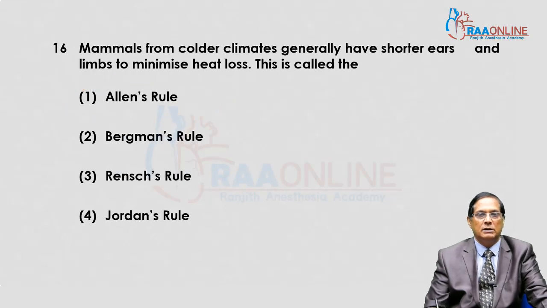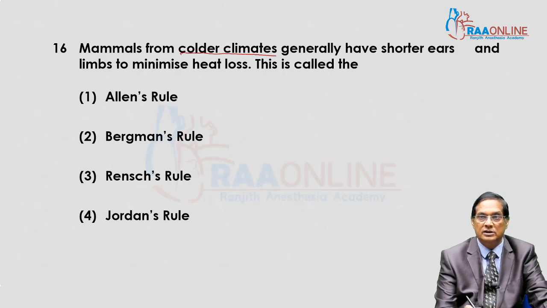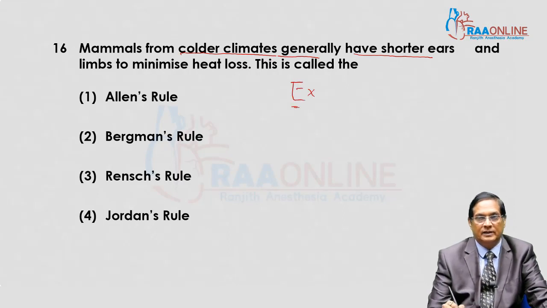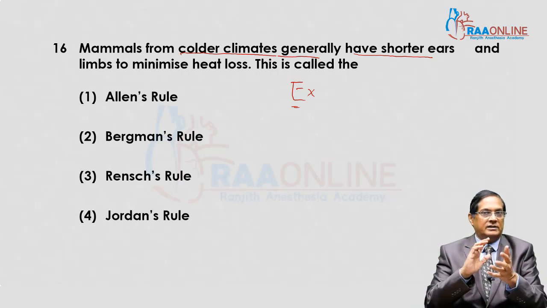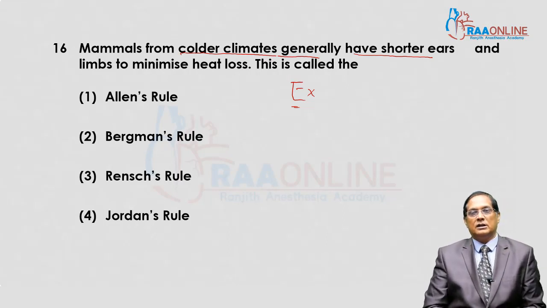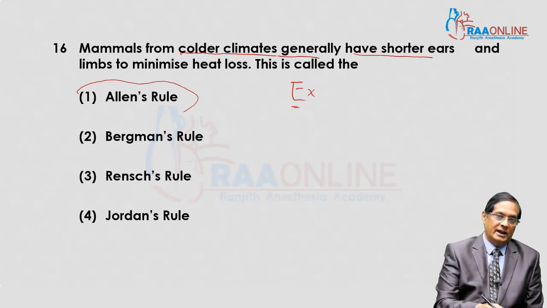Question 16. Mammals from colder climates generally have shorter ears. That is body extremity. If the body extremity is affected, that is their morphology is according to the environmental condition. Here you see the shorter ear and limbs minimize the heat loss. This is actually Allen's rule.